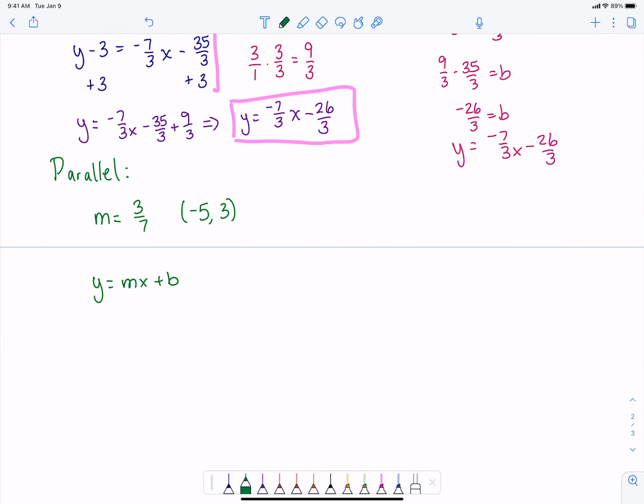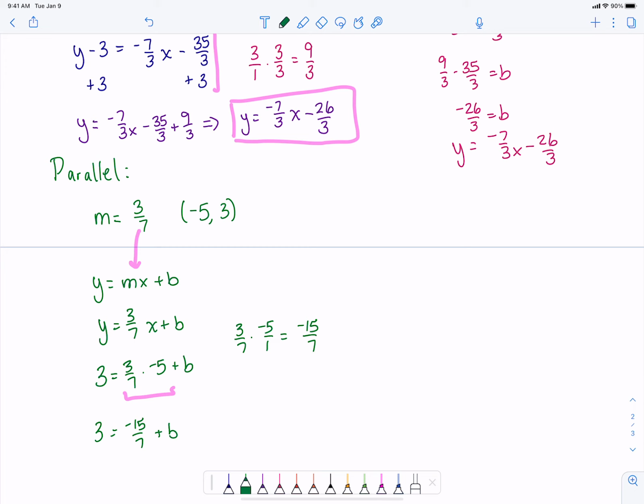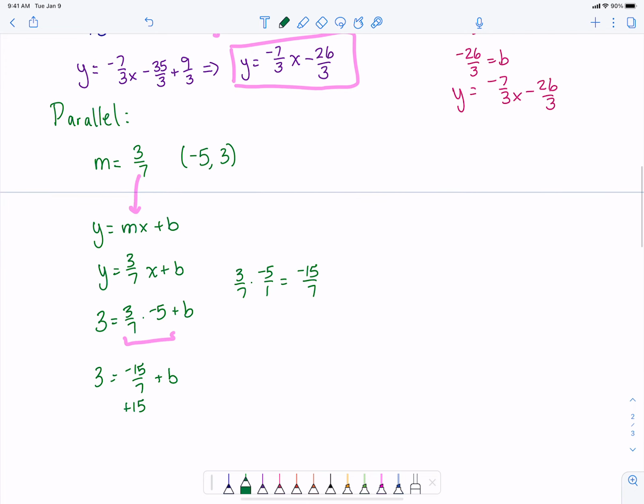But you should try it with point slope and figure out that you are going to get the exact same thing that I got. And so again, what we're going to do is plug in that slope for our slope in slope-intercept form. So we're going to get y is equal to 3/7 x plus b, and then plug in our 3 for our y value, our 5 for our x value, and then we're going to multiply here. So again, we've got that fraction times a whole number. So we're going to get negative 15/7 there. Negative 15/7 plus b.